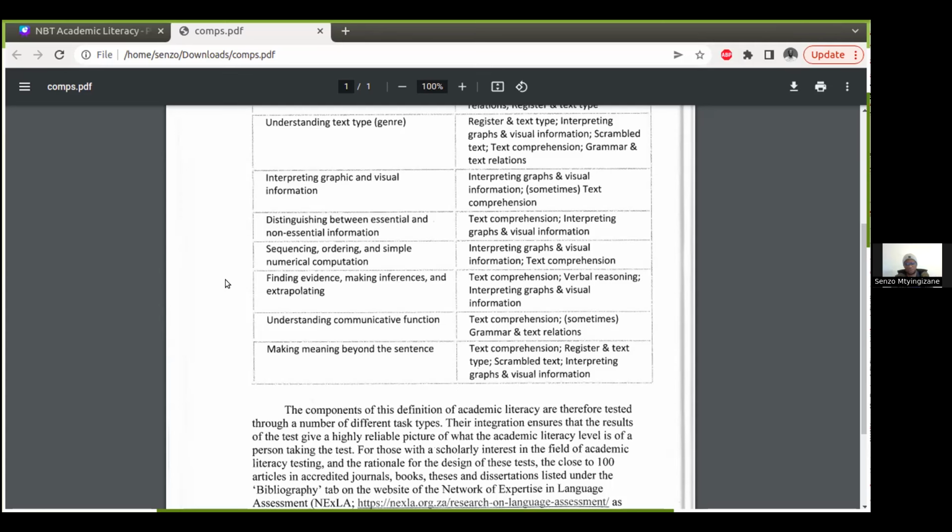The next one, which is probably one of the important ones in an NBT, is finding evidence, making inferences, and extrapolating. So you should be able to read information and based on that information, be able to reach certain conclusions. Now, we talk a lot about not jumping to conclusions, but you kind of need to. So when you get information, you need to be able to use that information to reach some sort of conclusion. That's basically what making inferences is about. And then extrapolating information. It means that if I tell you information about 100 people, you need to be able to extrapolate that information and tell me about 1,000 people. And the things that are going to be tested in that are basically your text comprehension, verbal reasoning, and ability to interpret graphs and visual information.